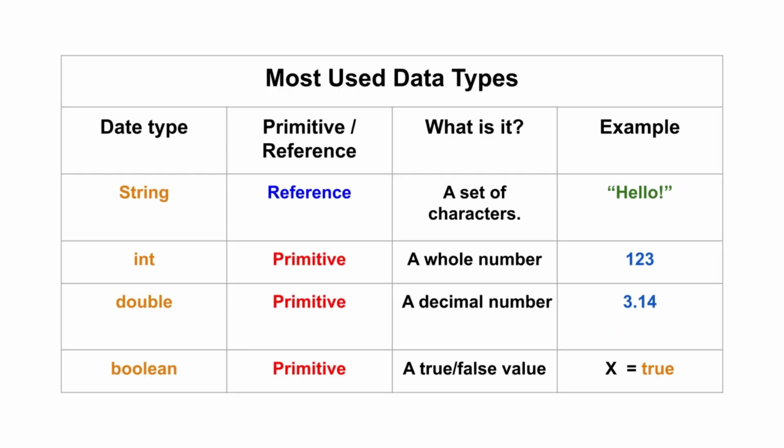The next data type is int, short for integer. This is a primitive data type and is a whole number. We used it to store a whole number.